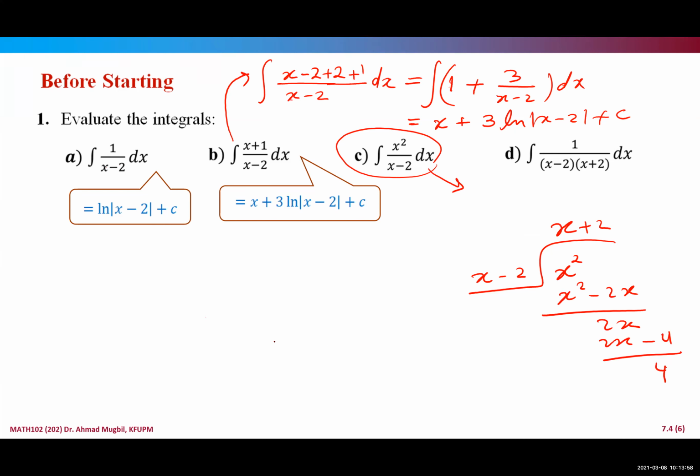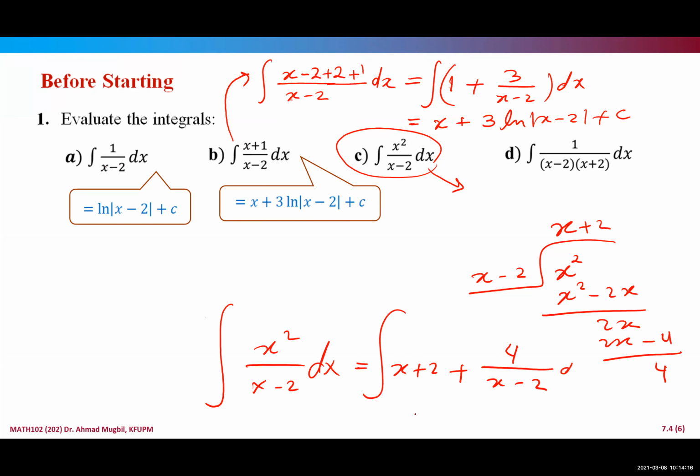Now, this expression, x squared over x minus 2, will be equal to what? The quotient plus the remainder over x minus 2. You know how to do the remainder. So the integral will be the integral of this. And what is the integral here? It is x squared over 2 plus 2x plus 4 ln the absolute value of x minus 2. And I think we have it. Here it is.